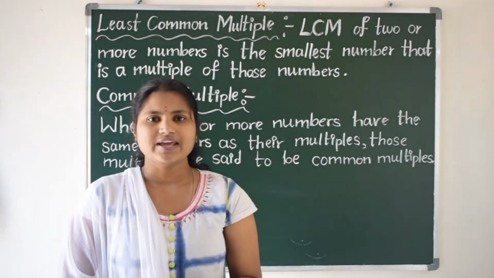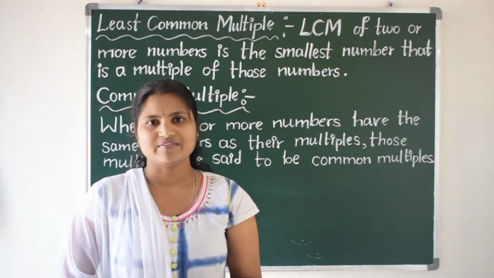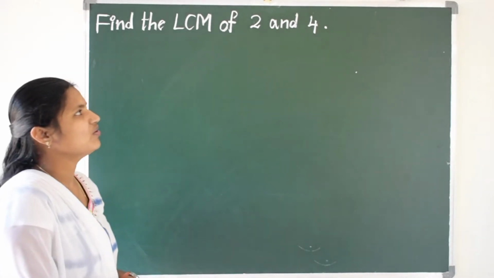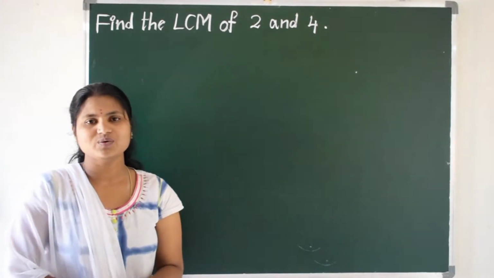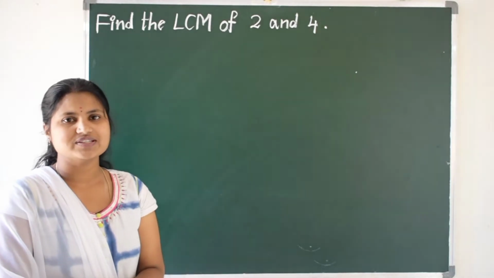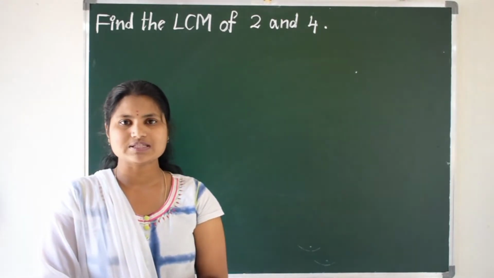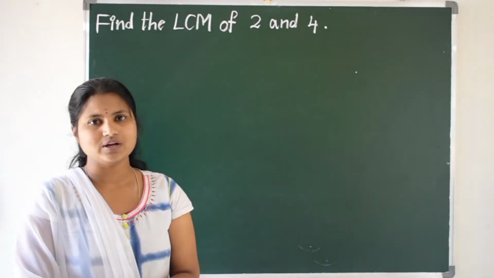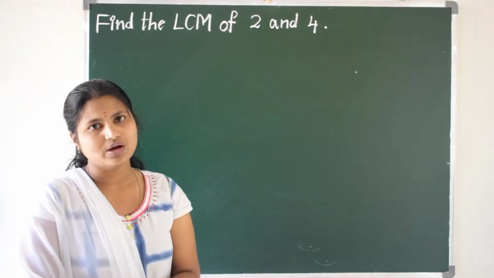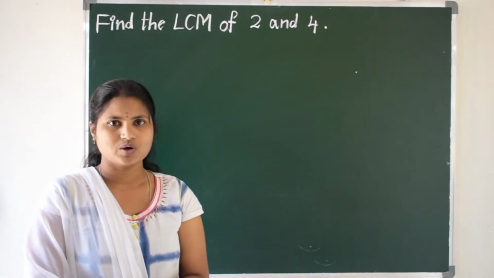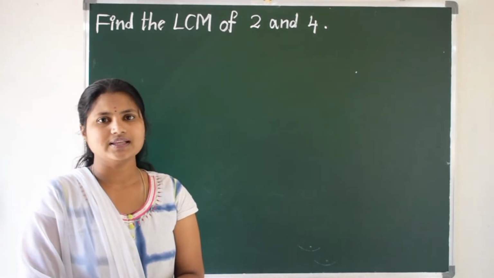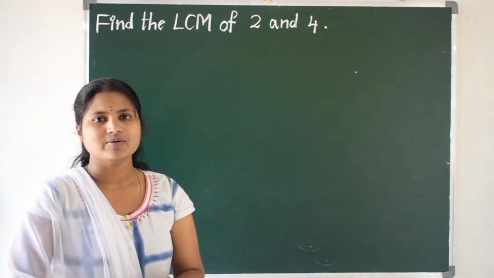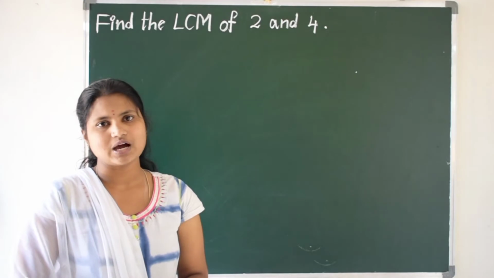Okay, we'll take one example to understand in a better way. Find the LCM of 2 and 4. How to find the LCM of 2 and 4? First of all, write the multiples of the given numbers. What are the given numbers here? 2 and 4. So, write down the multiples of 2 and multiples of 4. From that, take the common multiples, and from that find out the least common multiple.